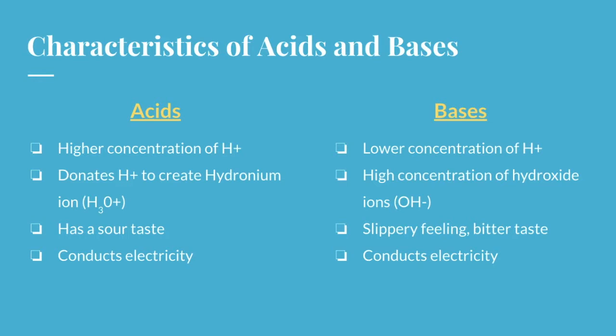Bases, on the other hand, have a much lower concentration of hydrogen ions because they have a high concentration of hydroxide ions. So basically, when acids or bases mix with water, they're going to separate the water molecules to become a solution. So they're interacting with those oxygens and those hydrogens. And since there's a lower concentration of H pluses or hydrogen ions, they're going to be separating the hydrogens away and pulling them towards the acid. There's going to be more hydroxide ions.